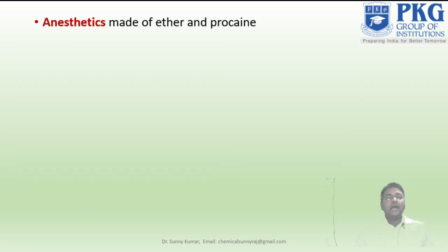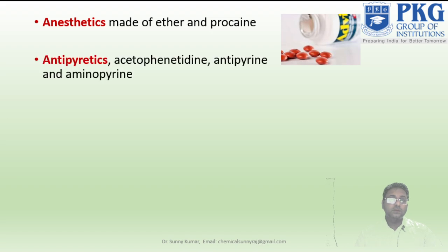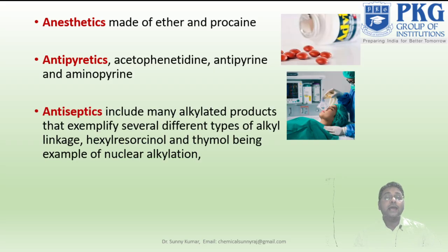The next one is anesthetics, made of ether and procaine. It is a drug. And the antipyretics: acetophenetidine, phenetidine, antipyrine, and aminopyrine. So these are the different drugs generally used for antipyretic applications. And the antiseptics include many alkylating products that exemplify several different types of alkylic linkage.